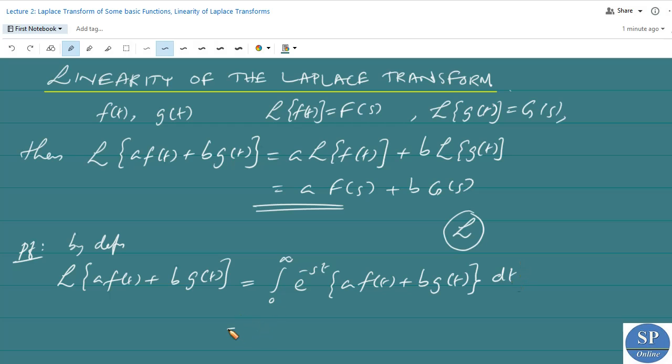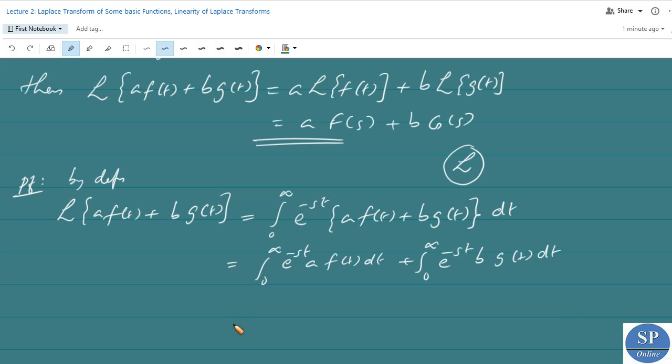Which is equal to, we can split this, integral 0 to infinity e power minus st into a f of t dt plus integral 0 to infinity e power minus st b g of t dt. From this we can take a outside because a is a constant. So this is a into integral 0 to infinity e power minus st f of t dt plus b, which can be taken outside, b into integral 0 to infinity e power minus st g of t dt.